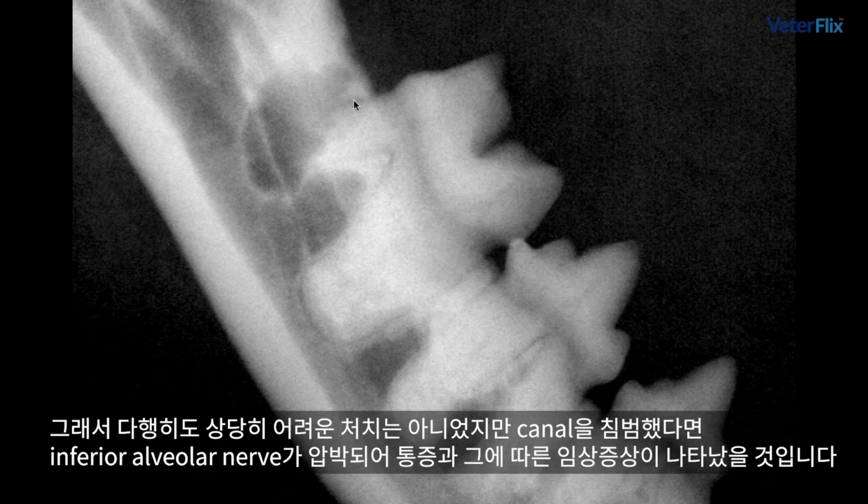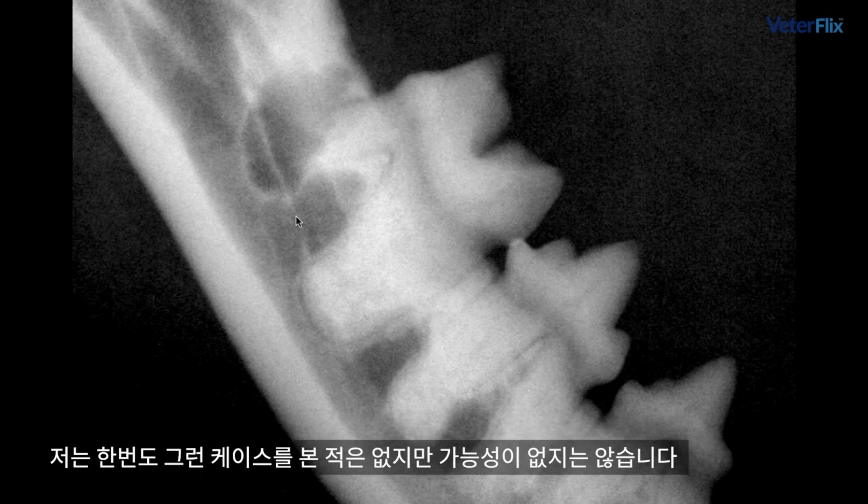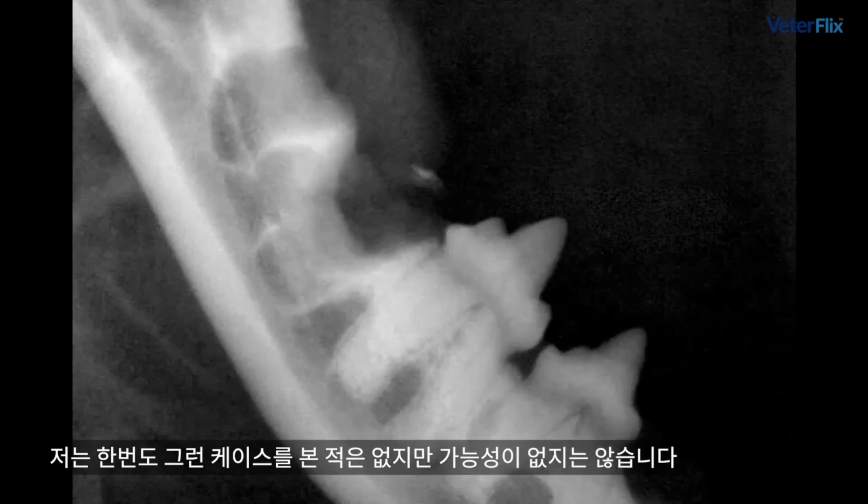So, fortunately, not a tremendously difficult procedure, but we could certainly get entrance into that canal, and pain as pressures exerted on that inferior alveolar nerve, and signs accordingly. However, I've never really seen that in that presentation before, but it's certainly possible.